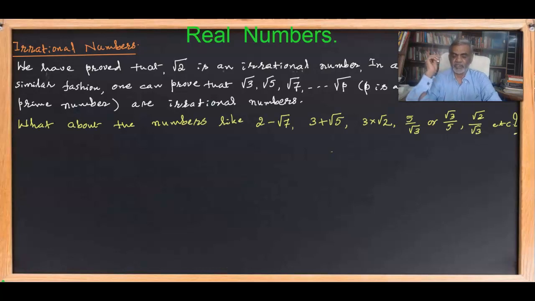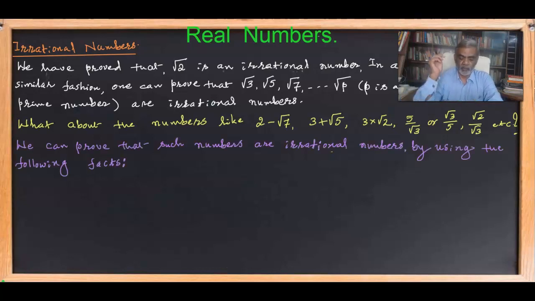Then, what about numbers like 2 minus root 7 and 3 plus root 5, 3 into root 2 and 5 divided by root 3 or root 3 by 5 and root 2 by root 3, etc.? How to prove these ones?